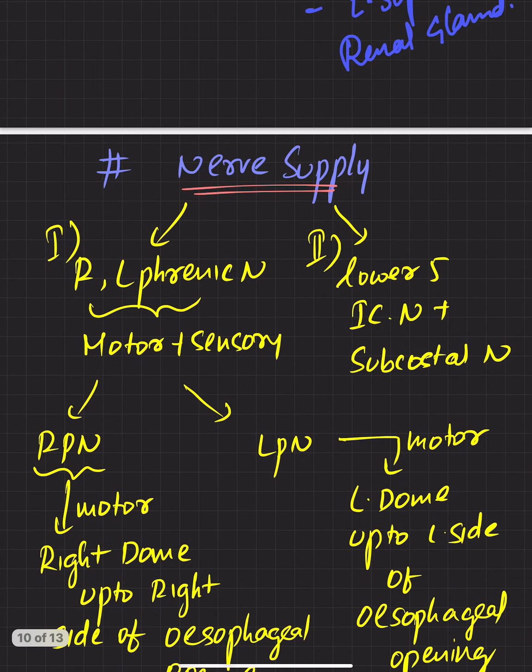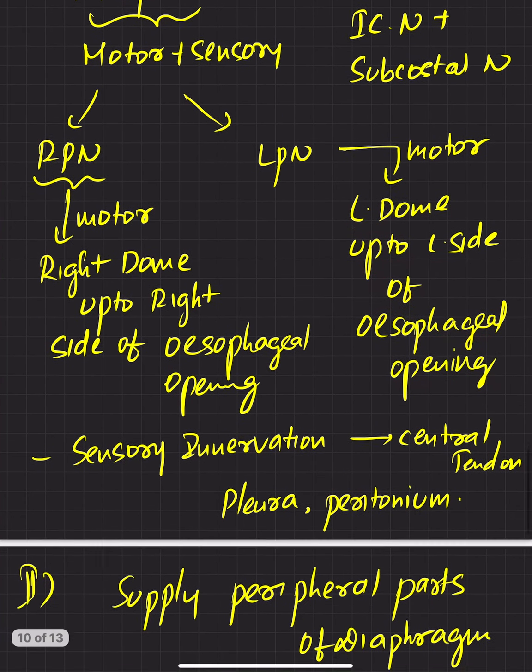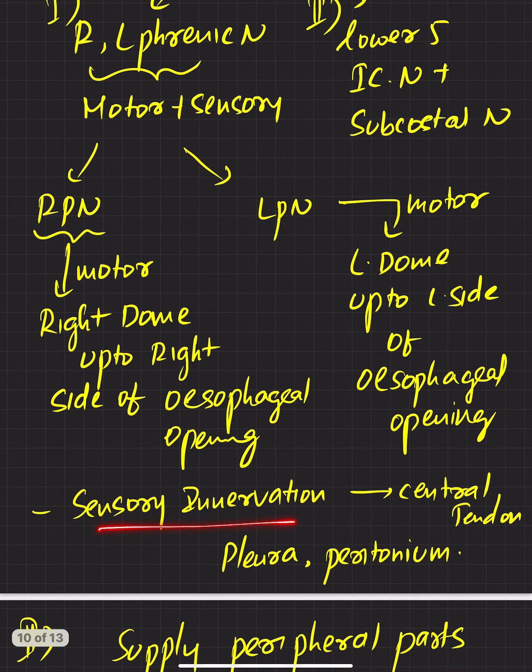Now coming to the nerve supply to this diaphragm. It is done by two types of nerves: right and left phrenic nerve, and lower 5 intercostal nerves and subcostal nerves. Right and left phrenic nerve, they are both motor and sensory. This right phrenic nerve provides the motor supply to the right dome of the diaphragm till the right end of the esophageal opening, and left phrenic nerve provides the motor supply to the left dome up to the left end of the esophageal opening. And these phrenic nerves provide sensory innervation to the central tendon, pleura, and pericardium.